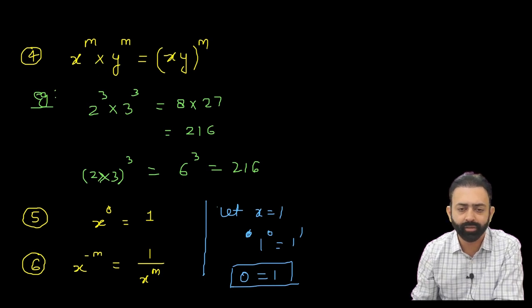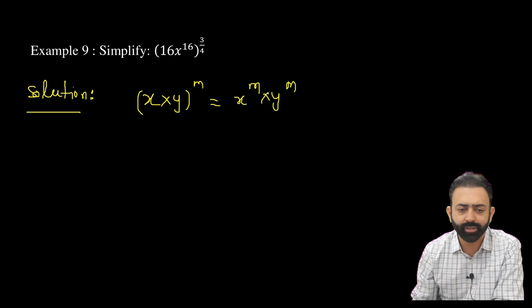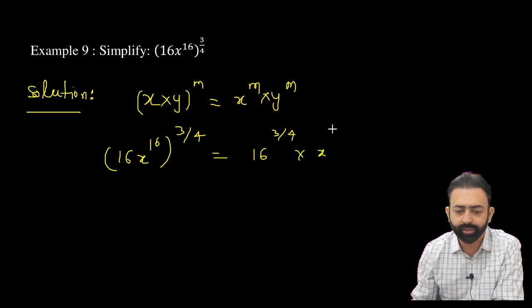So I have written the given question like this: 16x raised to power 3 by 4 can be written as 16 raised to power 3 by 4 into x raised to power 16 into 3 by 4.